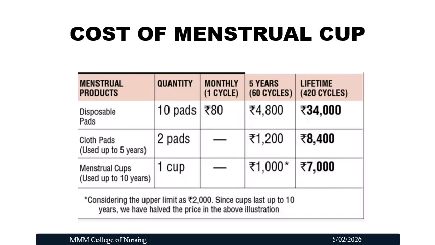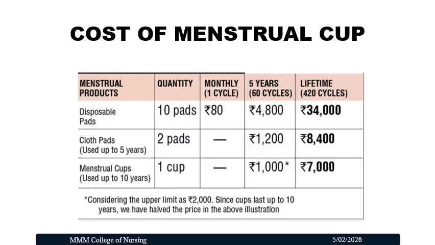So the cost of the menstrual cup, if you see, menstrual products: disposable pads, cloth pads, menstrual cups. For disposable pads, the quantity you need is 10 pads monthly, one cycle. It costs around 80 rupees. For 5 years, for 60 cycles, the expenses will be 4,800. In a lifetime, 34,000 you are spending on disposable pads.